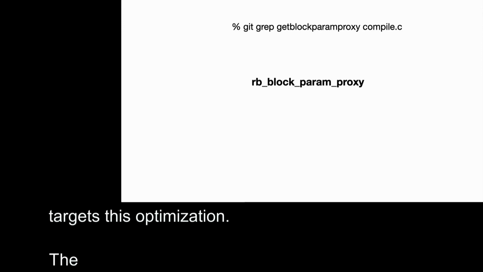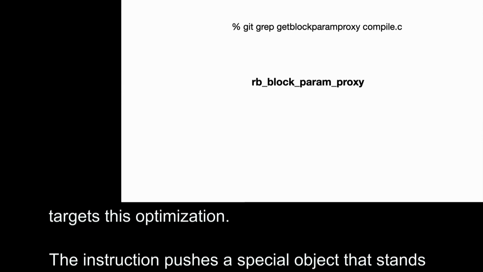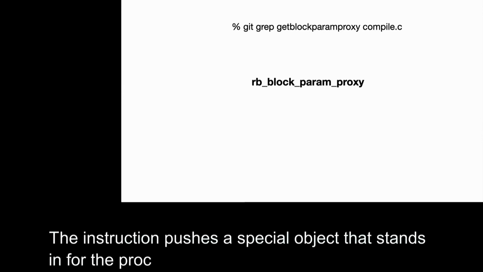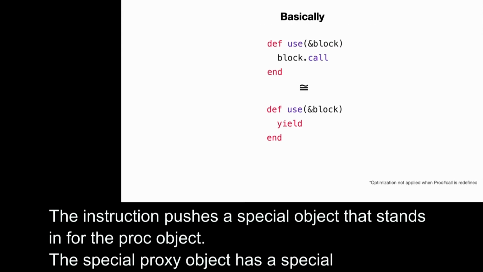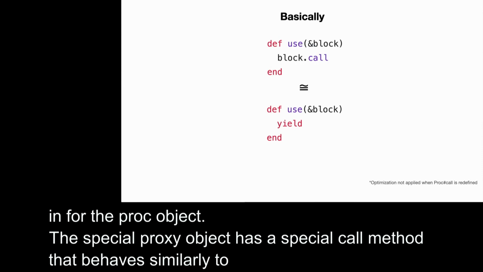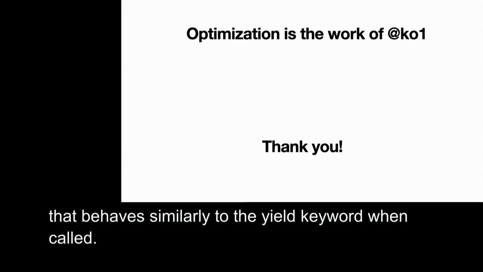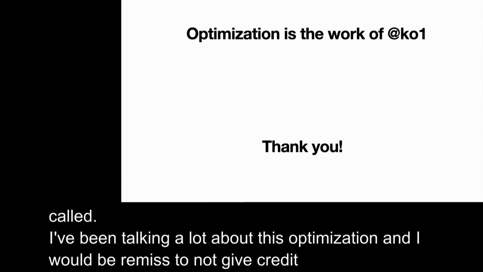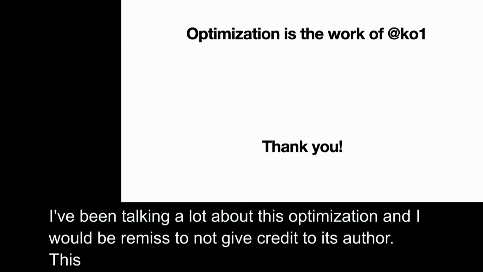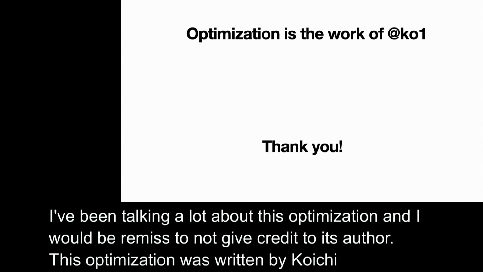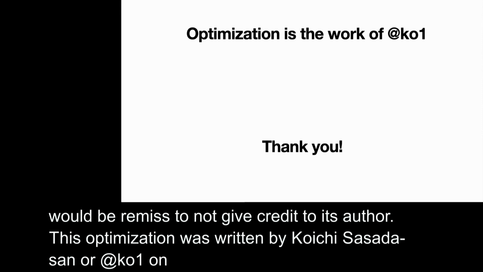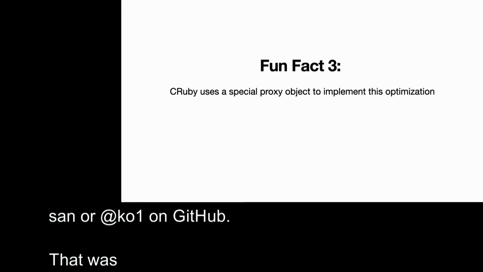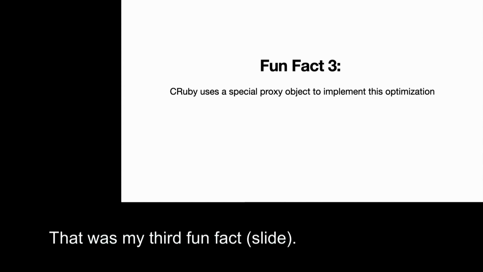The instruction pushes a one-of-a-kind special object that stands in for the proc object. This special proxy object has a special call method that behaves similarly to the yield keyword when called. I've been talking a lot about this optimization, and I would be remiss to not give credit to its author. This optimization was written by Koichi Sasada-san, or ko1 on GitHub. So that was my third fun fact. C Ruby implements this allocation avoidance scheme with a special proxy object.